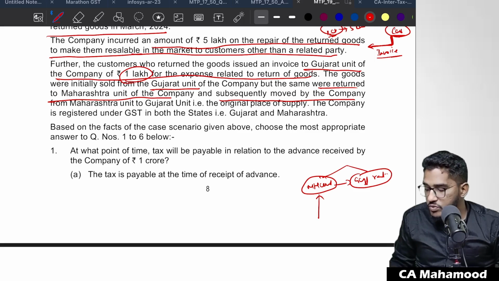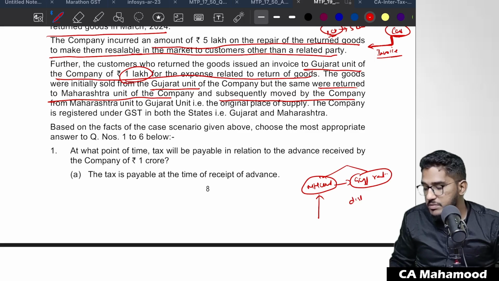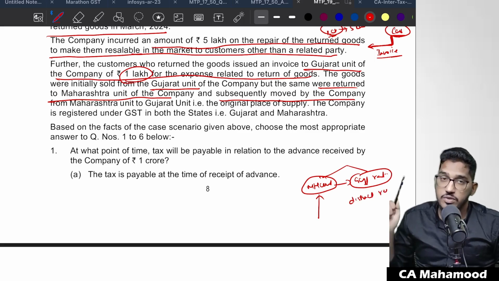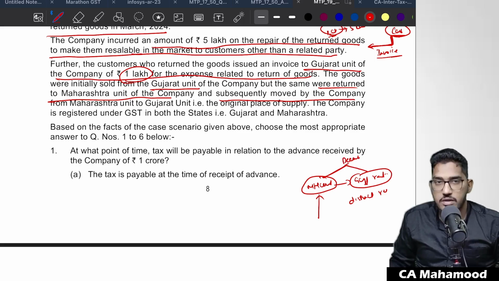So if you see here, movement of the goods is happening between distinct persons. Both these units belong to the same entity, but they will be treated as distinct persons, as discussed in Schedule 1. So in case the movement of the goods is happening between distinct persons, then it will be deemed to be supply even if there is no consideration.